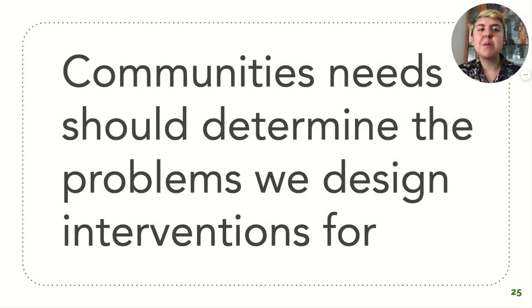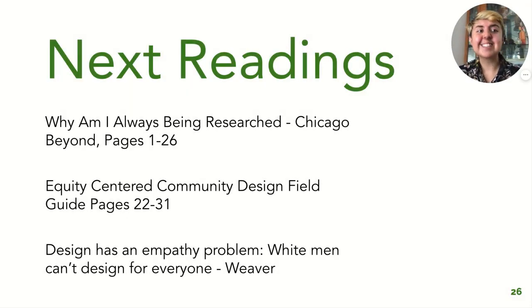And as always, communities should determine the problems we design interventions for. Without noticing what's going on and allowing people to tell their stories, we are hardly going to work on the injustices that really need to be addressed in our society. So your next readings, again, I kind of hinted at this, but we're going to be talking about how to do effective engagement and learning strategies. And we'll be talking about how design cannot just be done by white men, but has to be done by people that are closest to the problems.